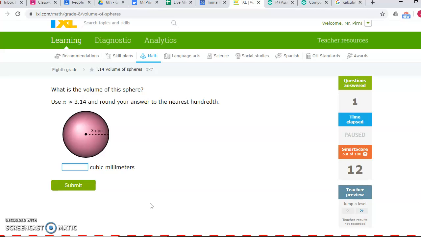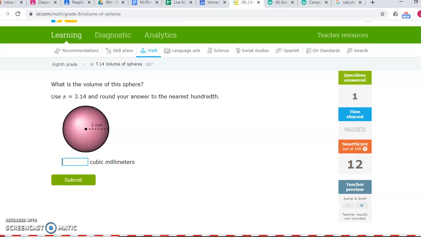So here's the problem. It says, what is the volume of this sphere? Use pi equals 3.14 and round your answer to the nearest hundredth. So let's plug what we know into the formula. Oh no, I can't write on that. Okay, I'll just copy that problem down onto the other screen.